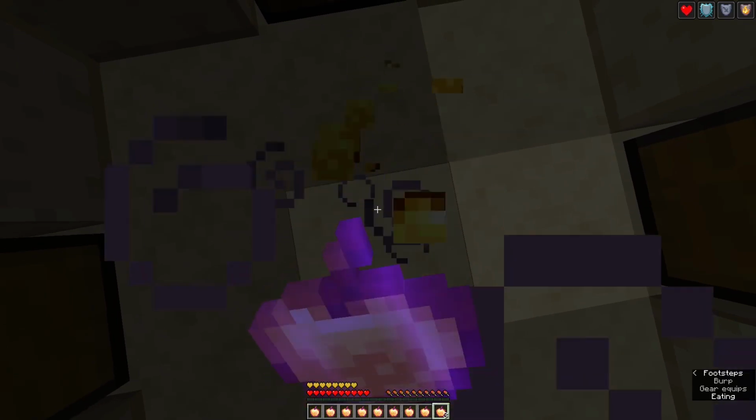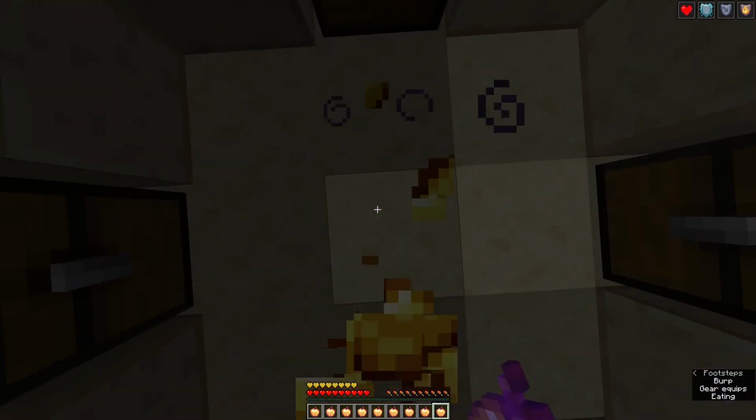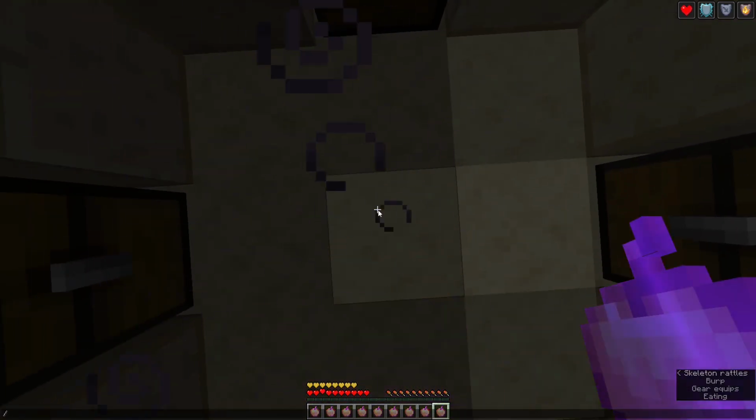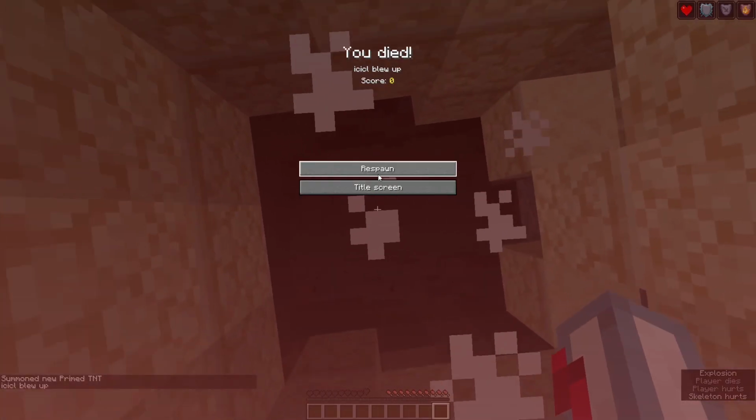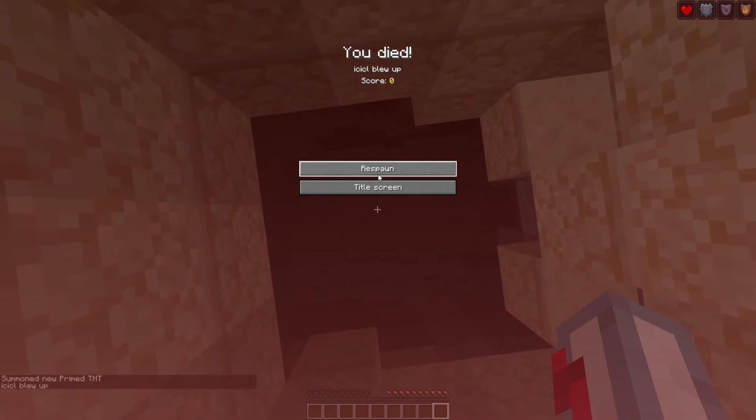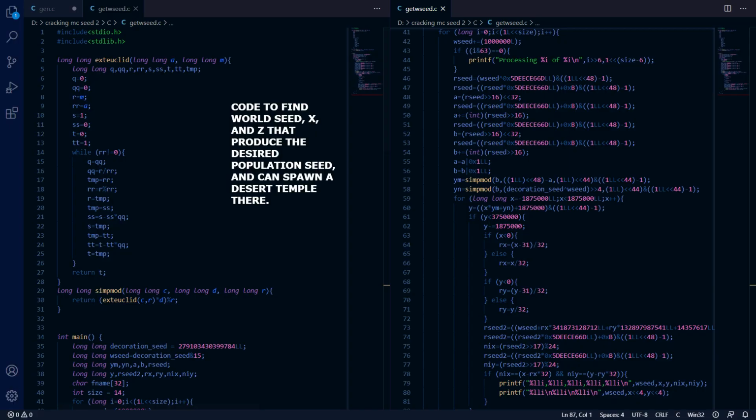However, we can still find a temple with 7 notch apples, which is to my knowledge the greatest amount currently known. We need to find a combination of inputs, which are the world seed and the x and z coordinates, that produce the desired population seed. The only constraint on these inputs is that x and z must be between positive and negative 30 million, which is the world border, and that x and z must both be divisible by 16, because the population seed is calculated at the 0,0 corner of a chunk.